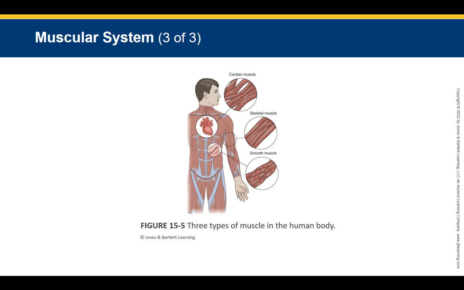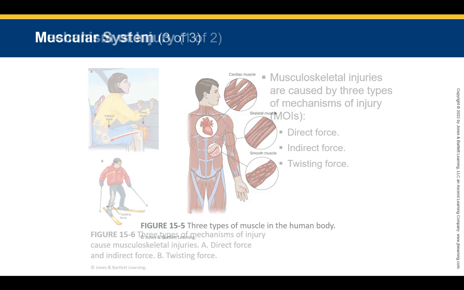Then you have skeletal muscle. Skeletal muscle is your biceps and your triceps, anything that makes you move, anything I have control of. And then anything that I can't control, like my intestines, my stomach, my liver, that is all created from smooth muscle. So those are the three types of muscles.